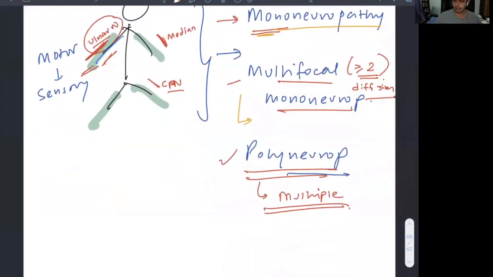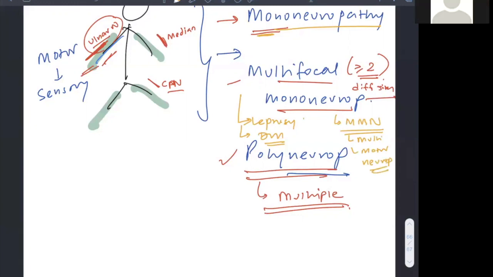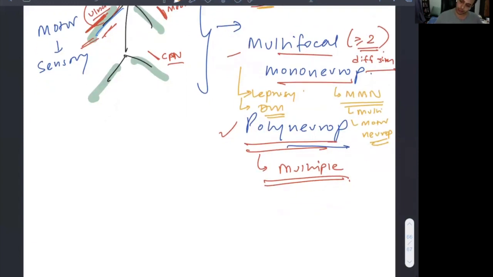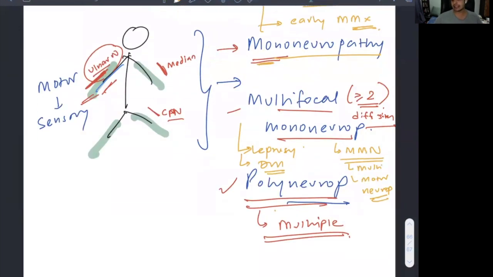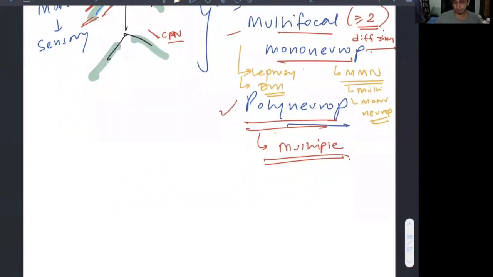Here there are different causes. One of the commonest causes in India is leprosy, and you can also have diabetes mellitus, and you can have something called MMN, that is multifocal motor neuropathy. I'm not going too much into detail in this, but you just have to remember leprosy and diabetes as the important causes. And again, polyneuropathy, there are multiple causes. Everything except for what we've just discussed can ultimately end up in polyneuropathy.